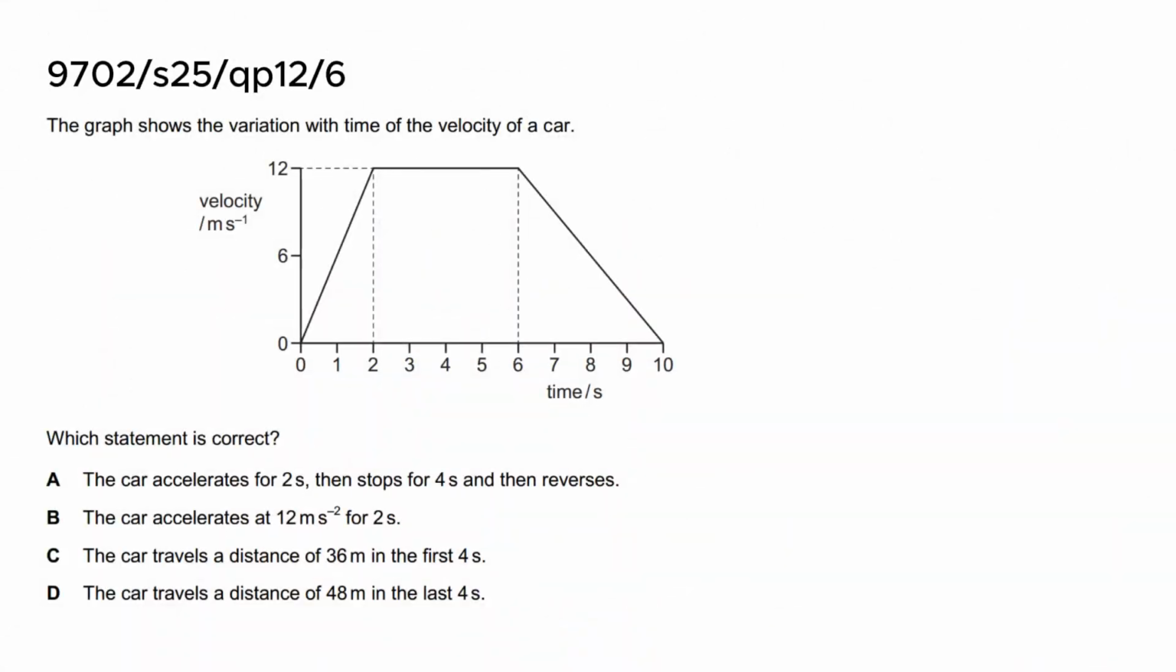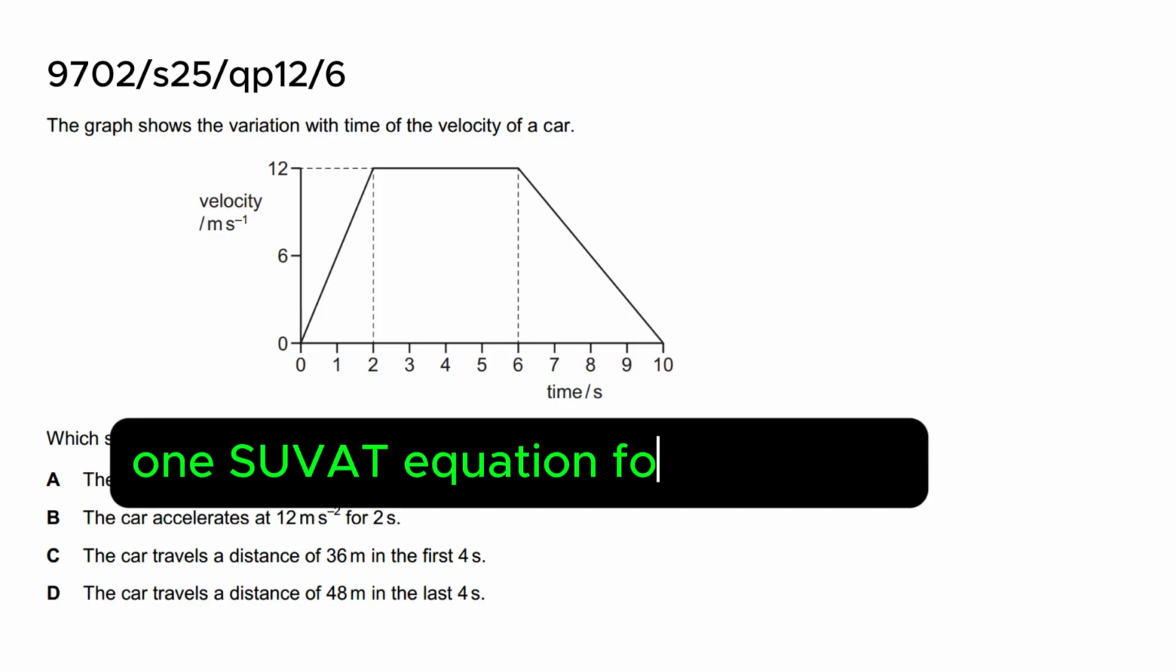Unit traps are one thing, but graph traps are where most students lose their A-star. Let's tackle the boss level of velocity-time graphs. This question is a classic. Many students see a straight line and try to use one SUVAT formula for the whole 10 seconds. Please don't. Look at the slopes.